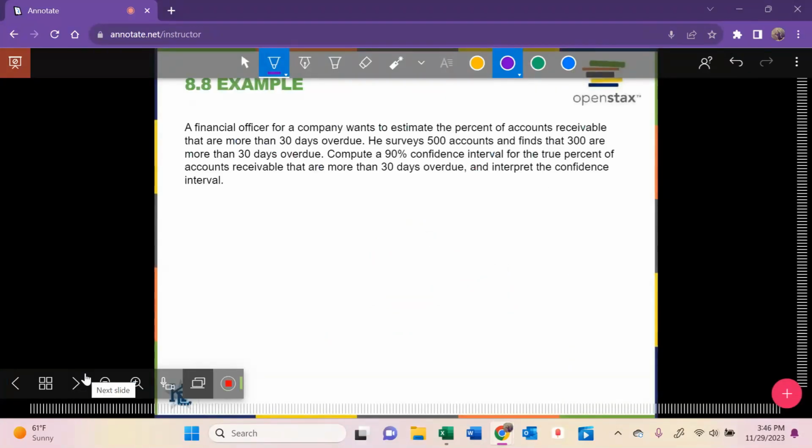So let's try another one. A financial officer for a company wants to estimate the percent of accounts receivable that are more than 30 days overdue. He surveys 500 accounts and finds that 300 are more than 30 days overdue. Compute a 90% confidence interval for the true percent of accounts receivable that are more than 30 days overdue and interpret the confidence interval. So what this is saying is our N is 500, our X is 300 because that's how many are overdue, and our confidence level is 0.9 because we're using a 90% confidence interval.